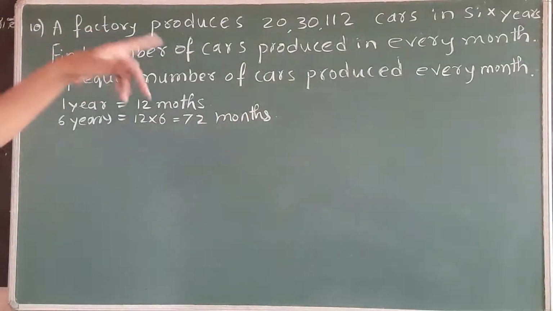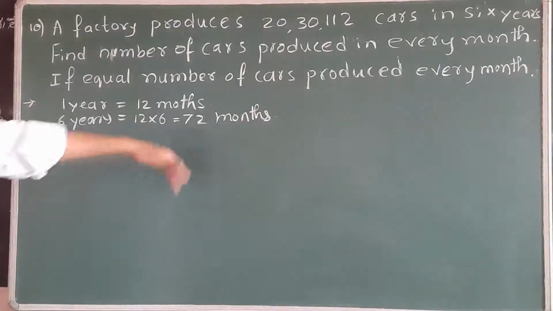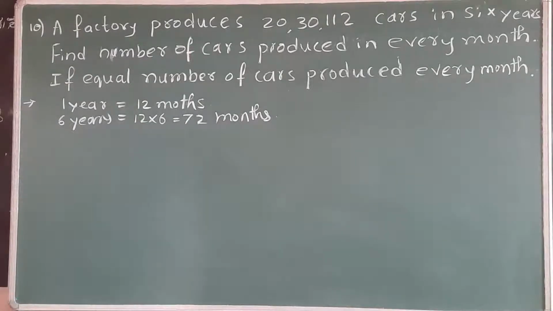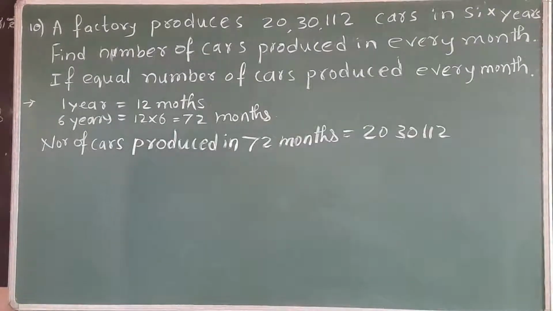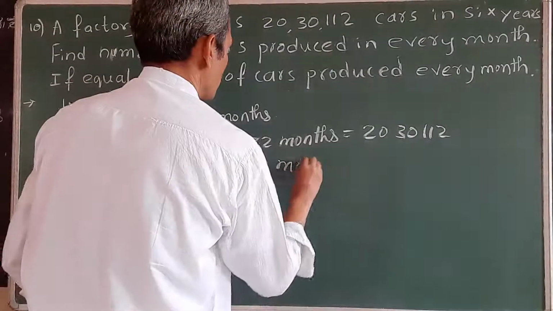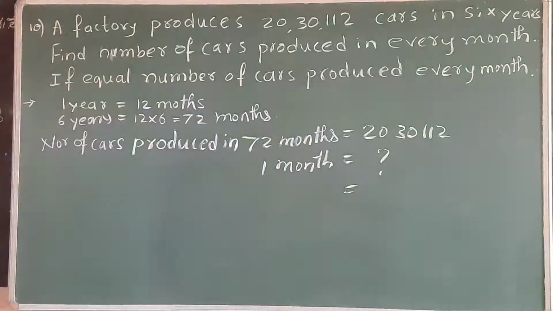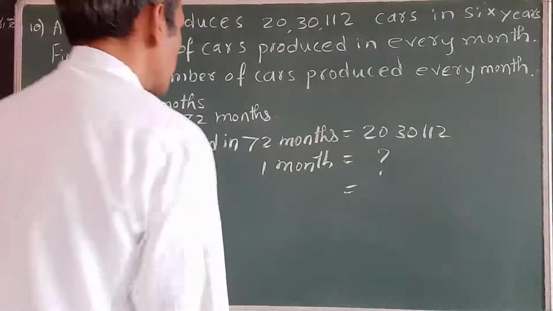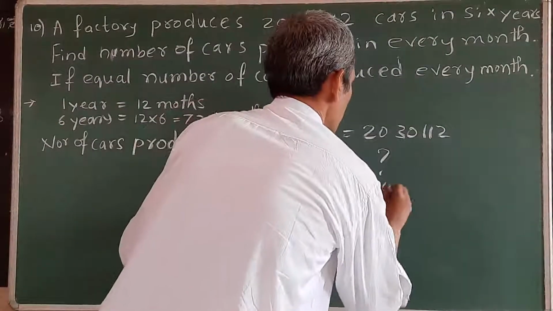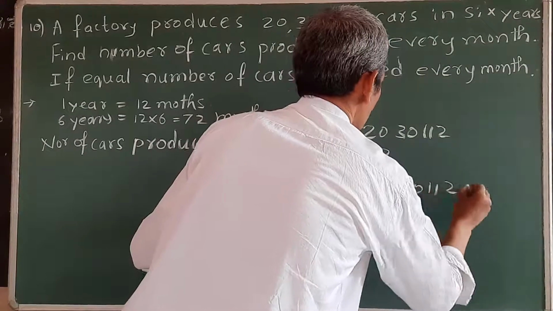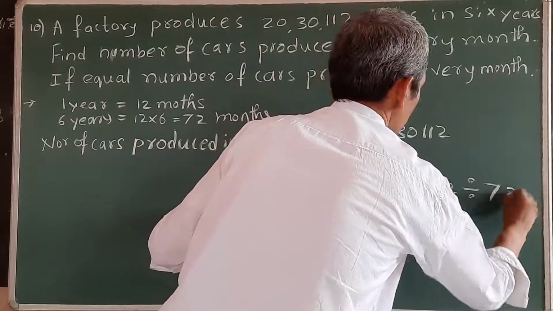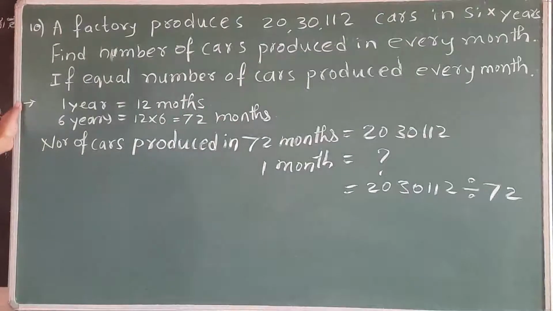If we divide the total number of cars by 72, that is the number of months, then we will get the total number of cars produced in 1 month. We don't know the cars produced in 1 month. If we divide the total number of cars by the total number of months, then we will get the answer. 20,30,112 divided by 72.